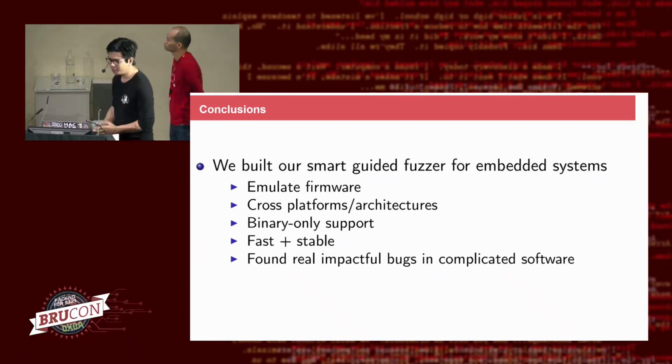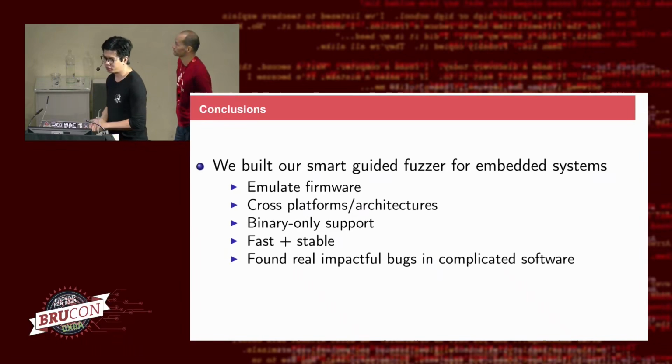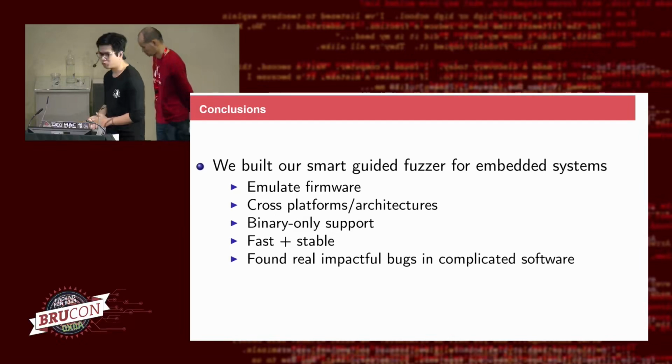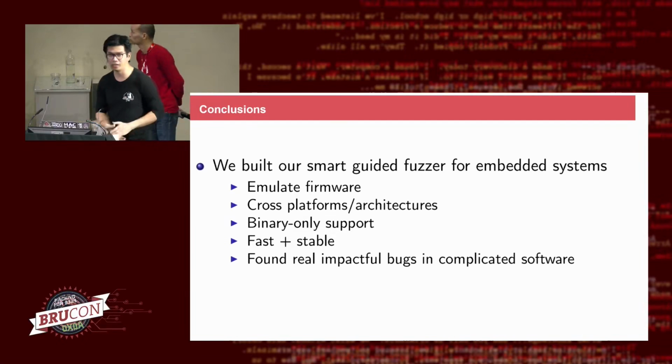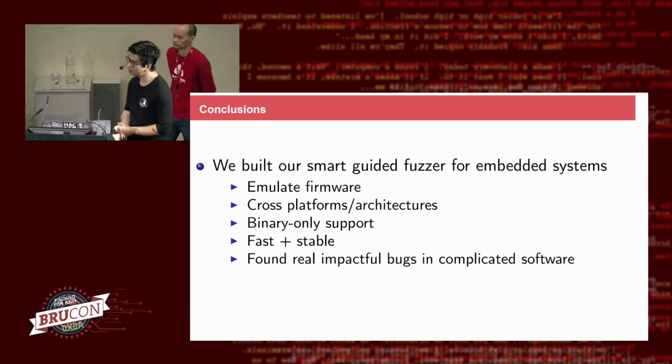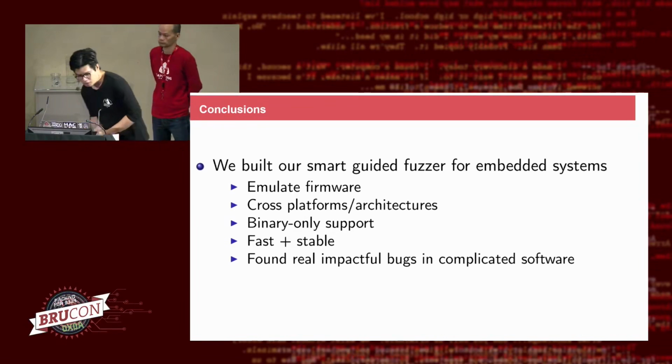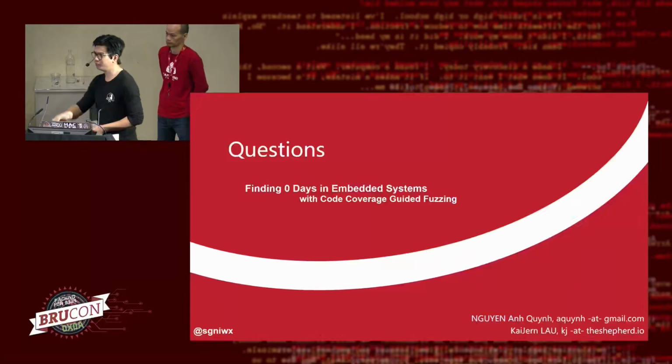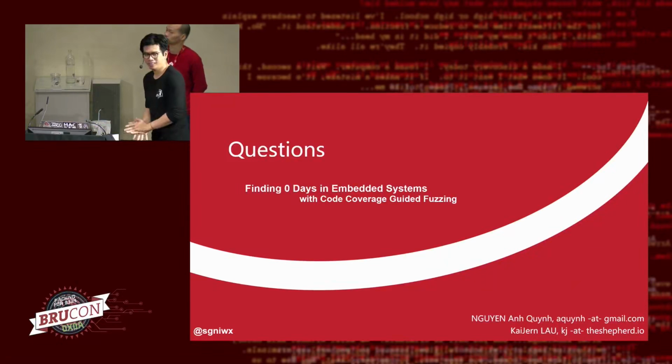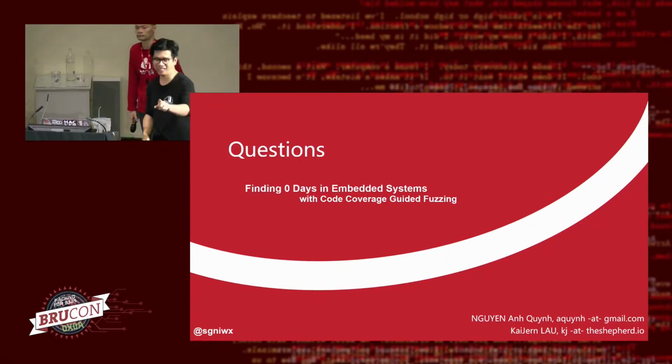Okay, so we emulate firmware. We have a cross-platform architecture fuzzer, and a DBI. Of course, we support binary only, and we found quite a fair bit of bugs, and the one in the Tenda router is one of them. We still have 3 minutes for questions. Yes, we are not releasing it yet, just in case you ask.